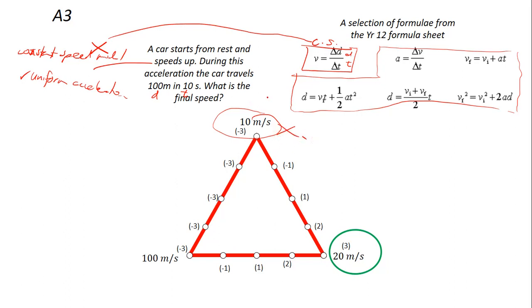When you use an actual uniform acceleration formula, and one you can use is because it starts from rest and its initial velocity is 0, you can use this one here and rearrange this formula to find your final velocity. It ends up being 20 meters a second.